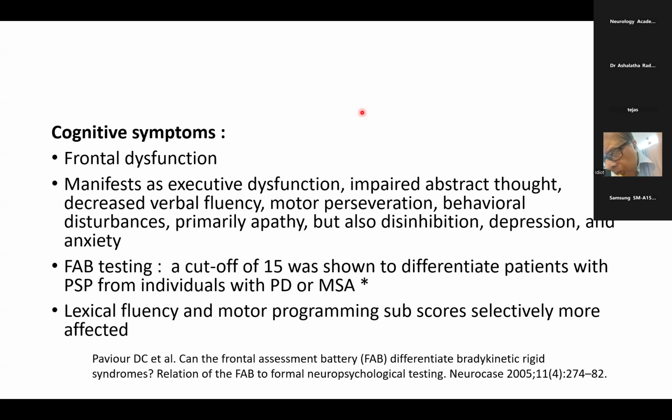There are behavioral disturbances, primarily apathy, but also depression, disinhibition, and anxiety. A frontal assessment battery testing was done, and a cutoff of 15 was shown to differentiate patients with PSP from individuals with PD or MSA in a study done by Paviour DC et al. And the lexical fluency and motor programming subscores are selectively more affected in patients with PSP.